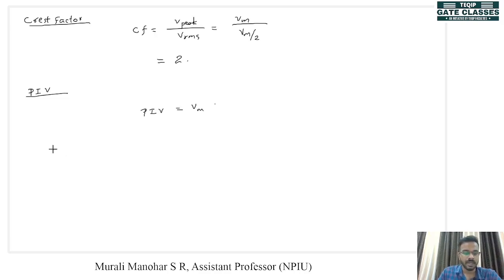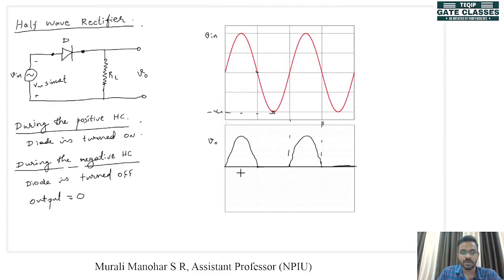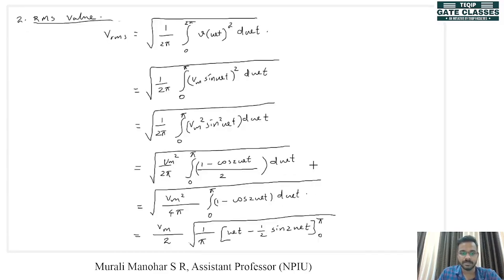Okay. We can also define something called a conduction angle, and the conduction angle is the angle for which the diode is conducting. That we can see from the output voltage profile. The conduction angle will be pi only, right?